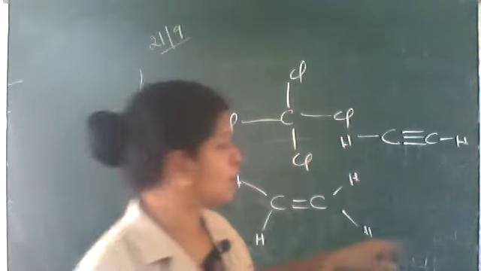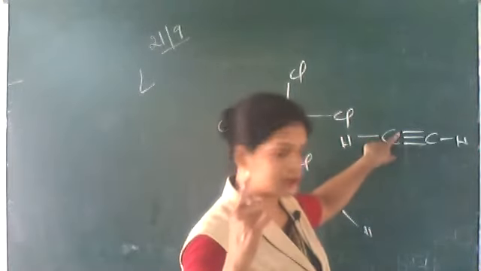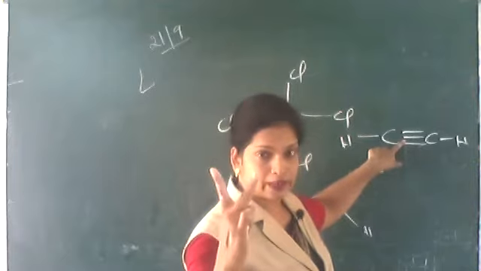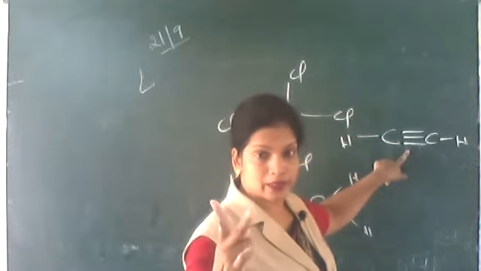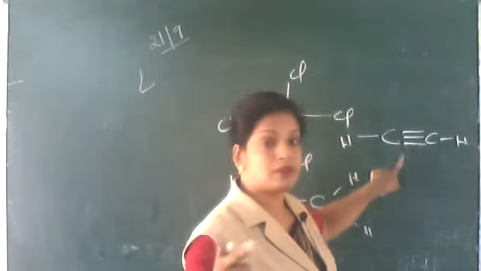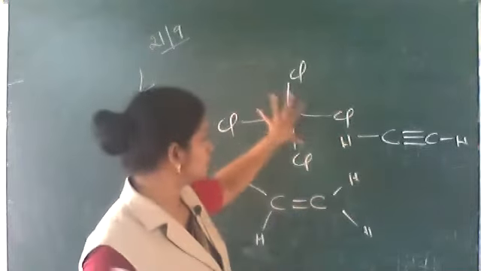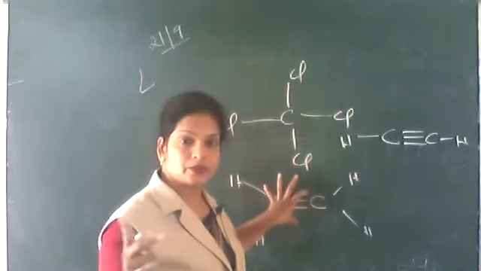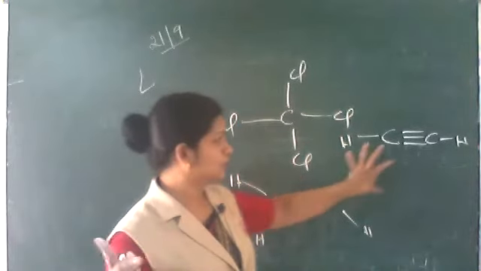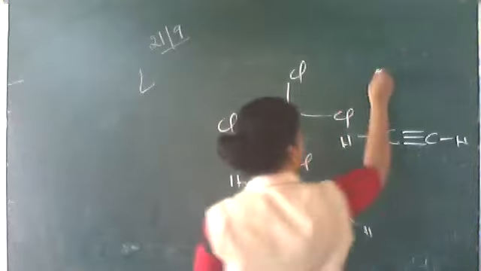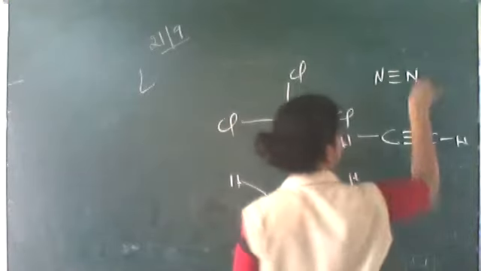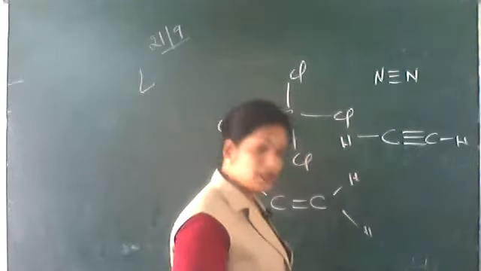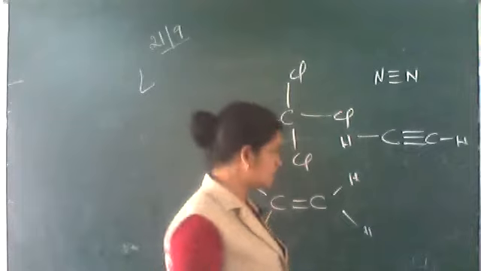There is a triple bond, which means one bond, 2 electrons; next bond, 2 electrons; next bond, 2 electrons. So this is a triple bond. Here you see only single bonds. Here you see a double bond also. Here you see a triple bond. N triple bond N. There are 3 bonds between nitrogen.